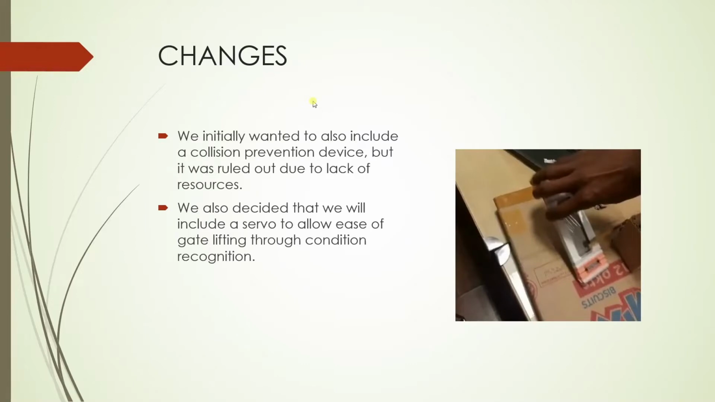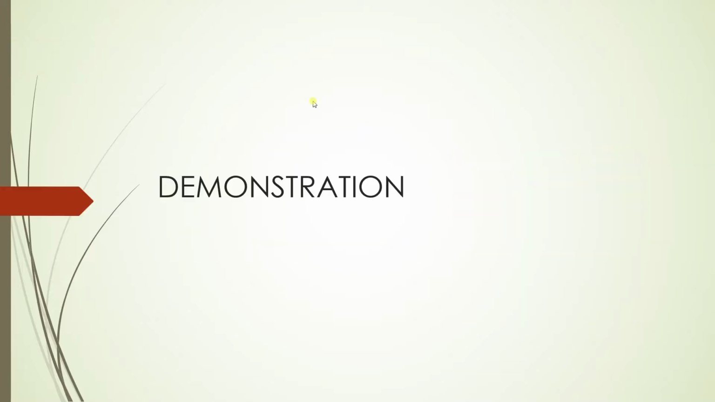Some changes to our initial plan include scrapping a collision prevention device because of insufficient resources, and we decided to put a servo to allow ease of recognition that the license plate has been scanned. For the next part, it will be the demonstration, and from here, Alice will demonstrate how the device works.